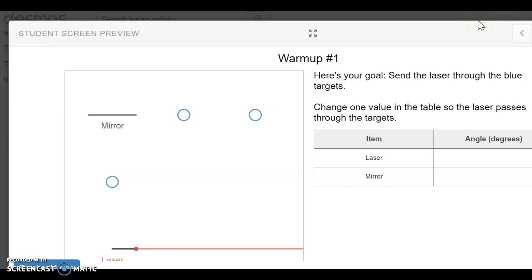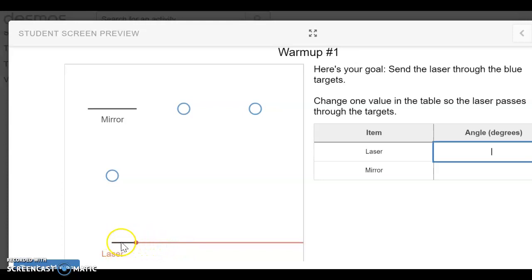In this Desmos game, you are going to be shooting a laser, and your goal is to send the laser through the blue targets here. Now you have to send this one laser through all three targets, so you have to use this mirror to bounce the laser off and make it shoot through all three. The way you're going to move the laser is by putting in the angles.